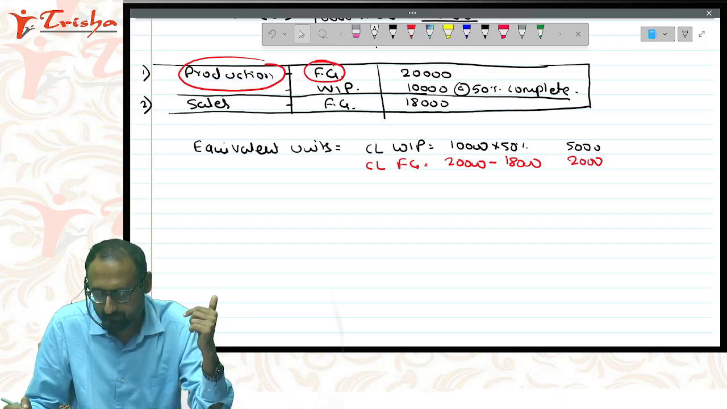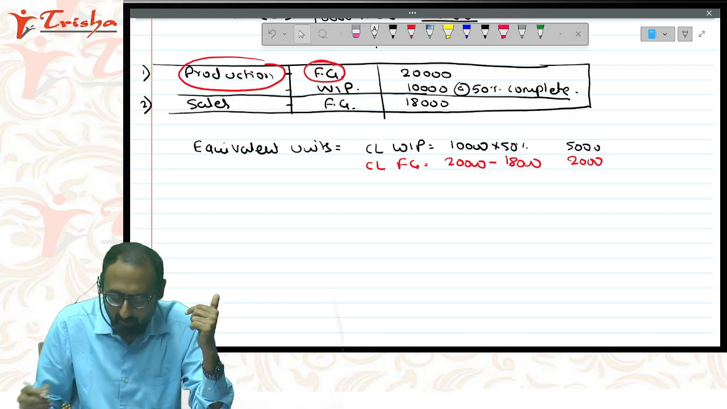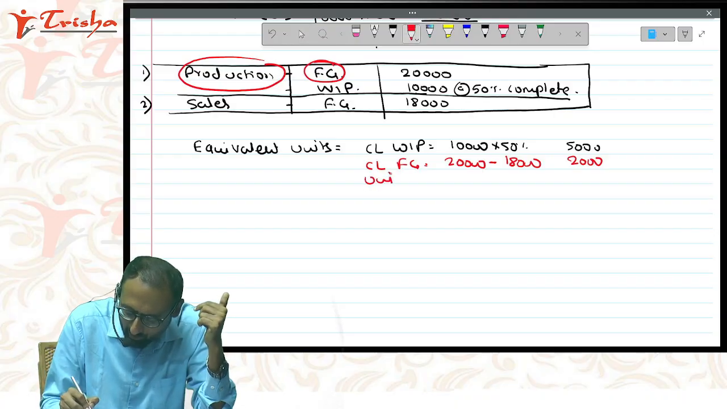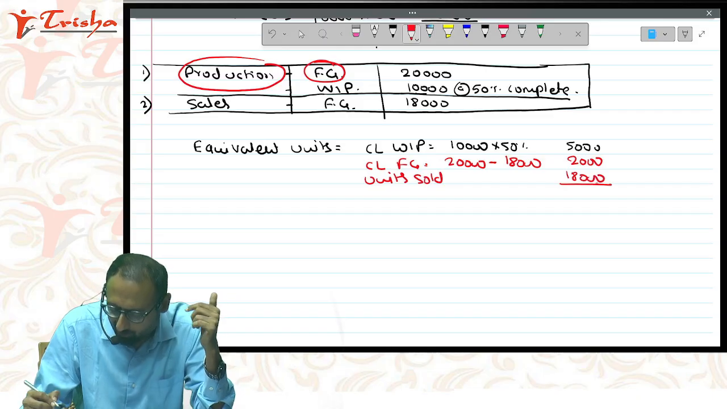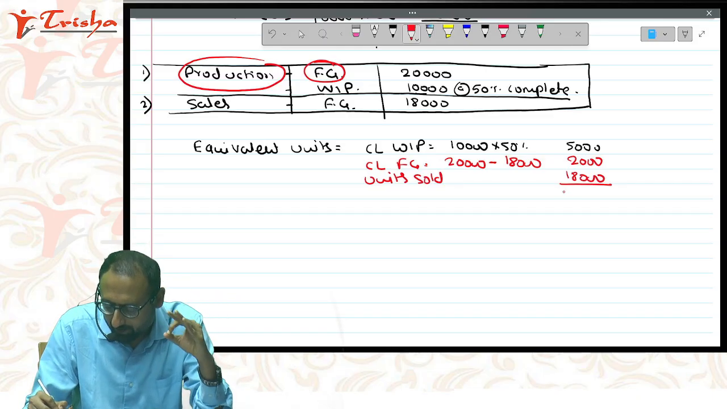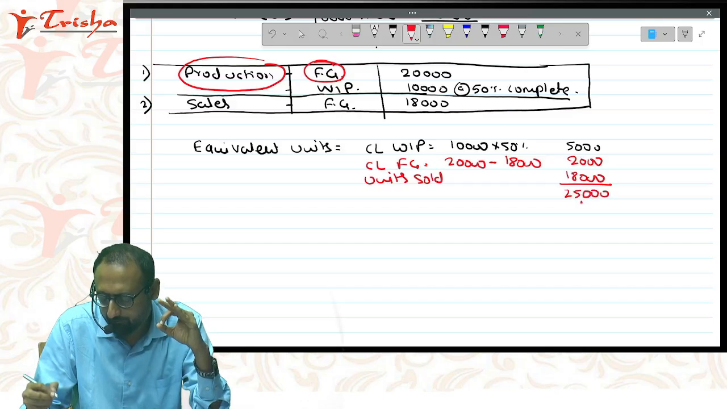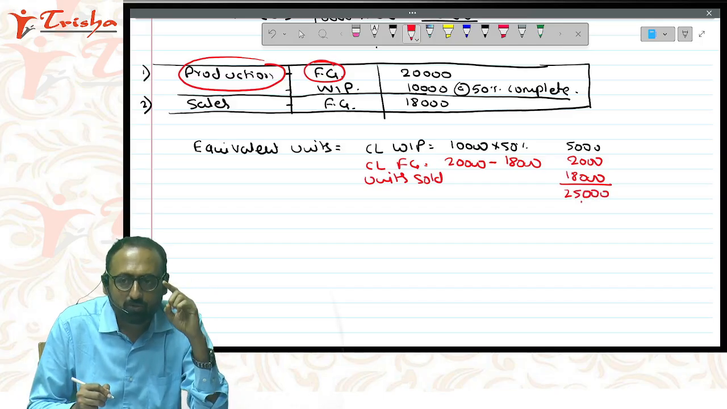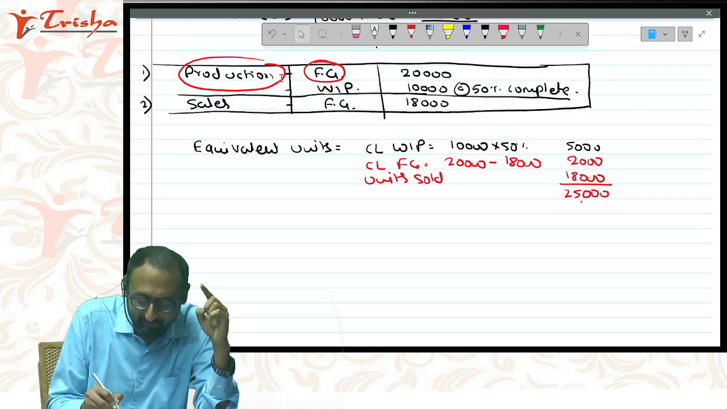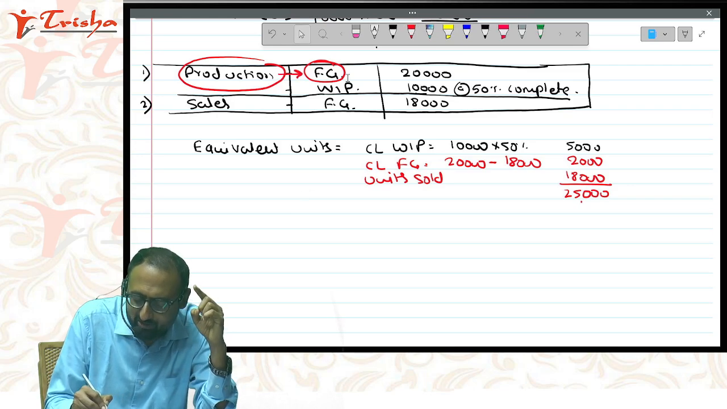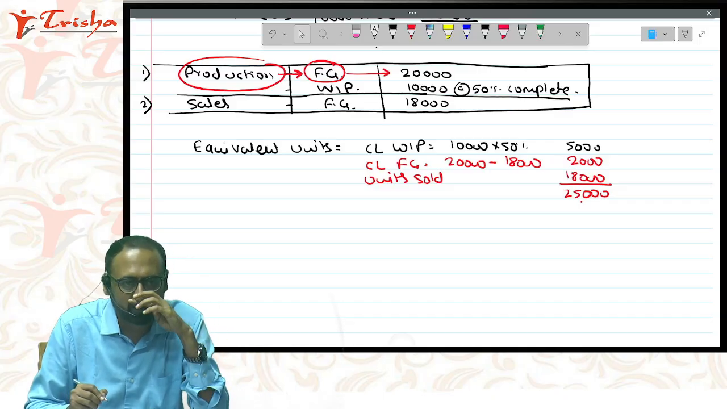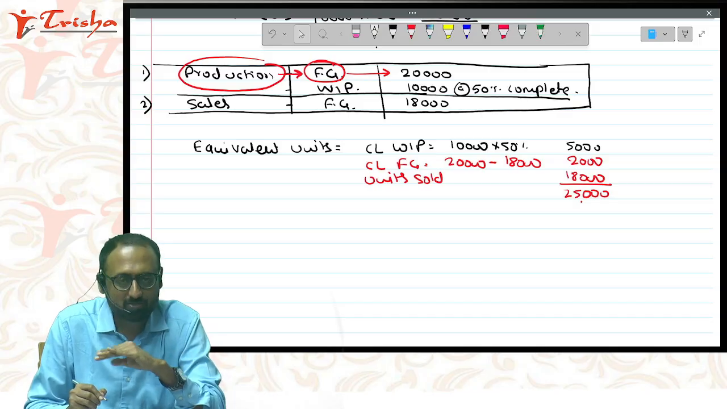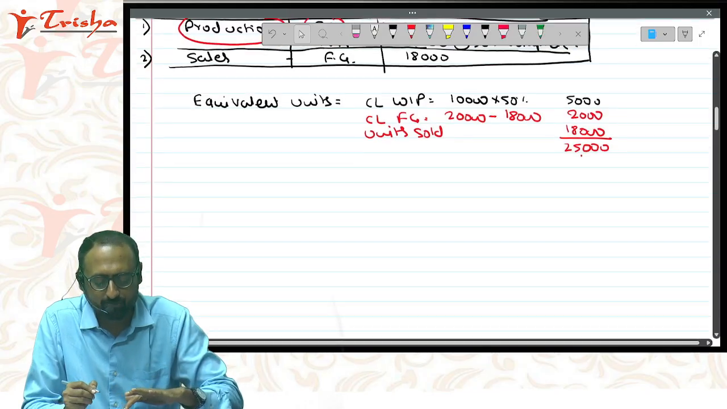And the next one, units sold, will be 18,000. So in all, equivalent units will be 25,000. Correct? So remember, if they give the production quantity of finished goods, this is not the closing stock of finished goods. This is just your production quantity. Less sales quantity, it will be the closing stock of finished goods.